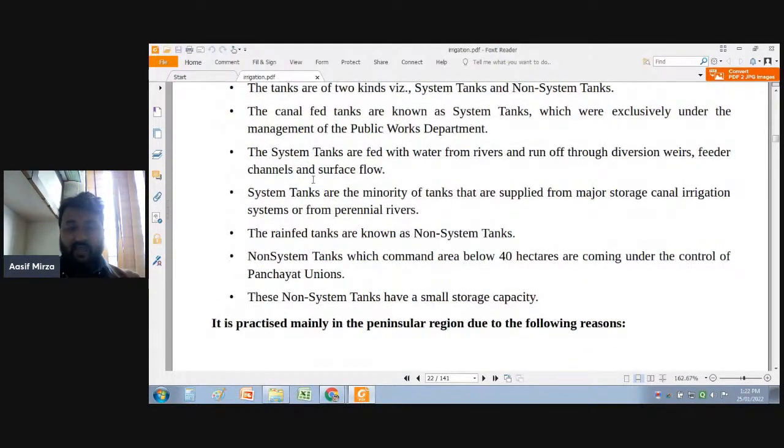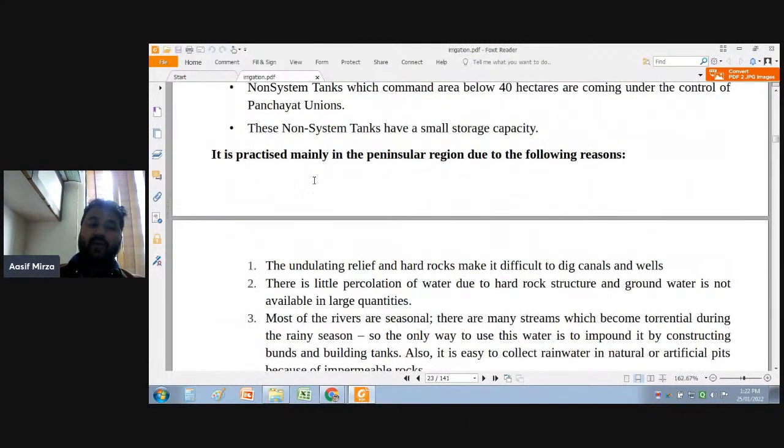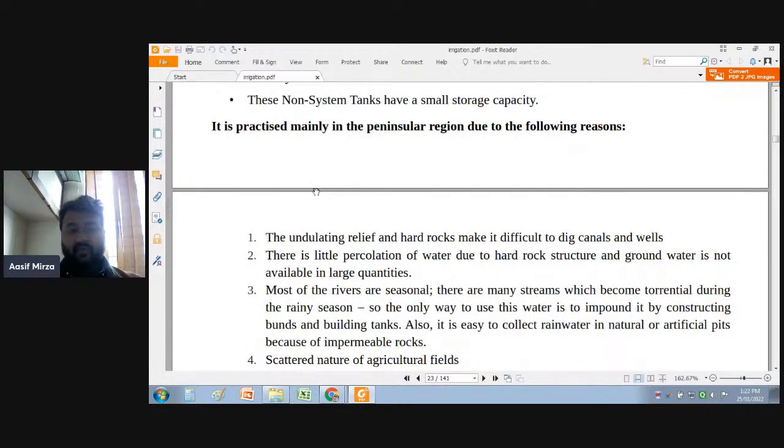So it is practiced mainly in the peninsular region due to the following reasons. The undulating relief and hard rock make it difficult to dig canals and wells. There is little percolation of water due to the hard rock structure, and groundwater is not available in large quantities. Most of the rivers are seasonal. There are many streams which become torrential during the rainy season.